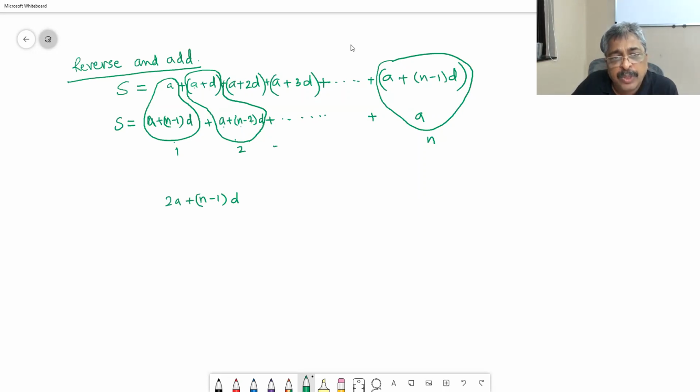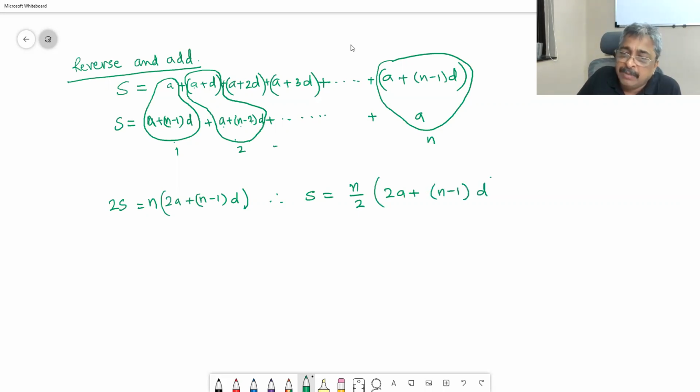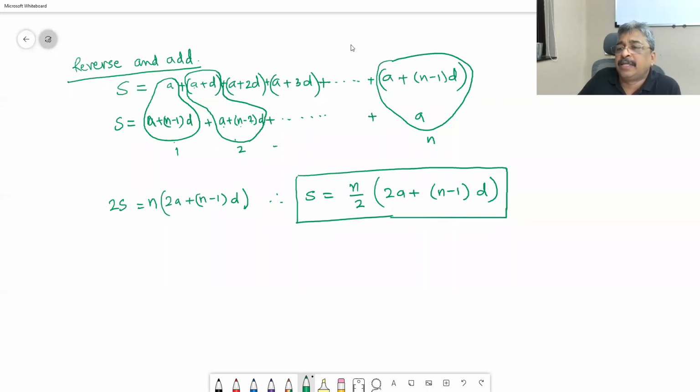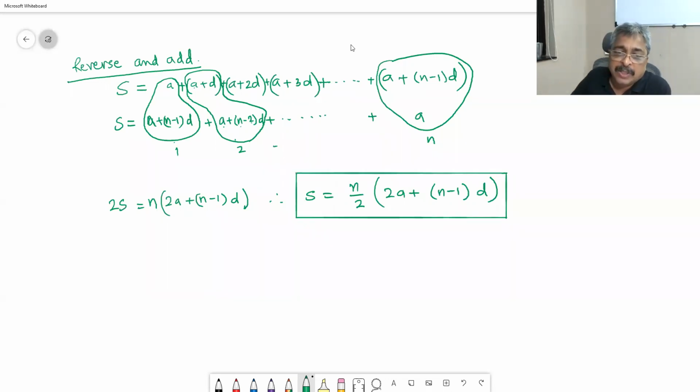n minus 2 times d plus d is n minus 1 times d. See, 2a plus (n minus 1)d. So all of them add up to this. And how many of them are there? n. But then when we add the left-hand side, we get 2S. Therefore, S is equal to n by 2 times (2a plus (n minus 1) times d). So this is the formula for summation of n terms of an arithmetic progression.